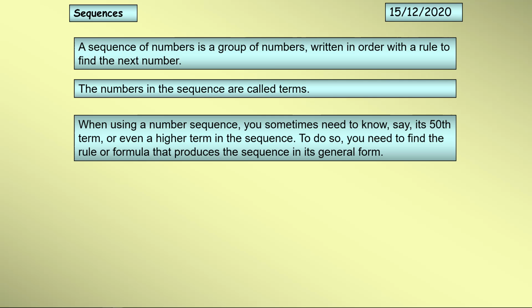And when you're using a number sequence, sometimes you need to generate the 50th term or the 100th term. What you don't want to do is to write all the terms up to 50. So we need to find a formula or a way of finding the 50th term or the 100th term or the 81st term or whatever. So that's what we're going to look at now.